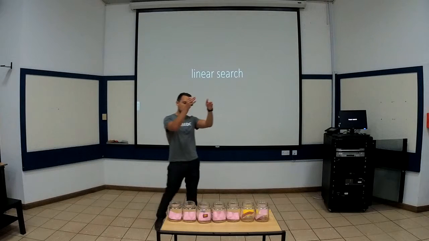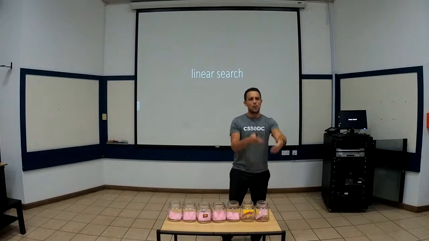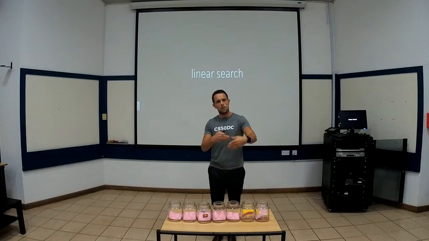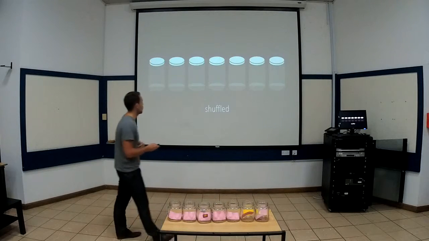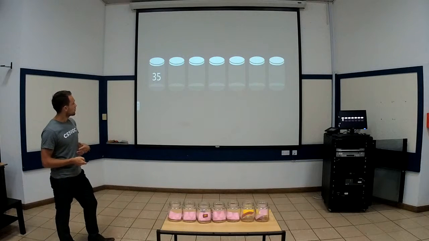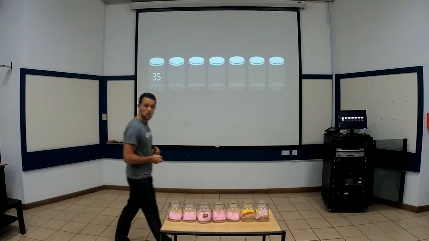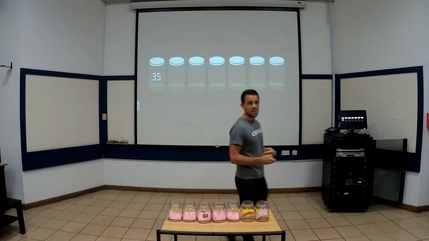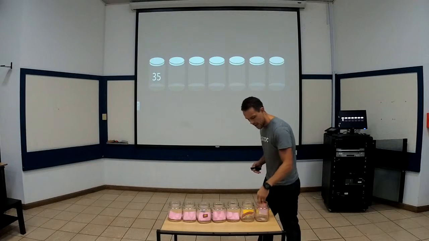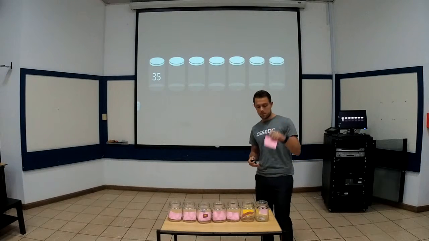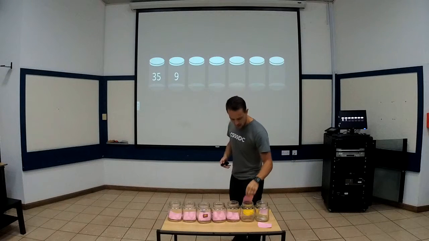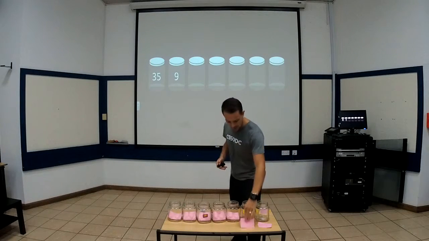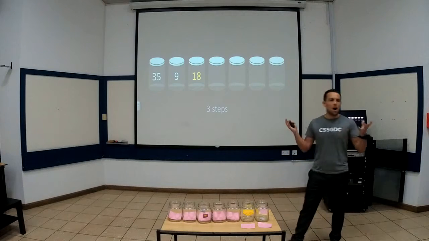We are literally going from the start, comparing to the next one, comparing, going to the next one, comparing, etc. So if I illustrate this on the board, what you did is you went to the first one, checked whether that was the number 18, and it wasn't. Oh, that's the number 35. Yeah, it's not that one. You then went to the next one and checked it again. And oh, that's the number 9, and it wasn't that one. And then you went to the next one, and oh, we found it.